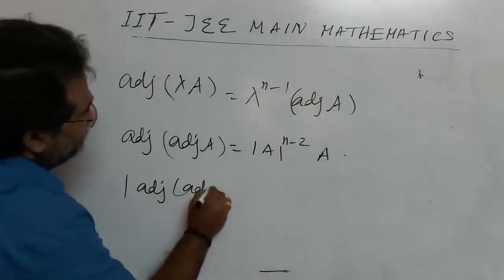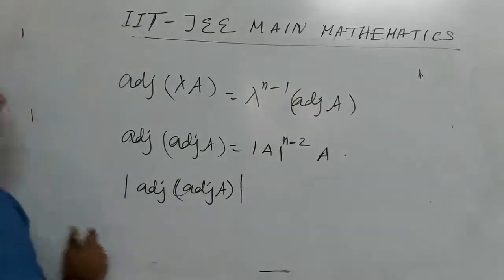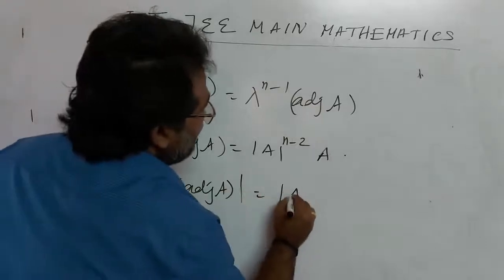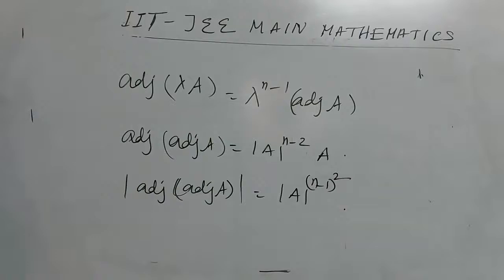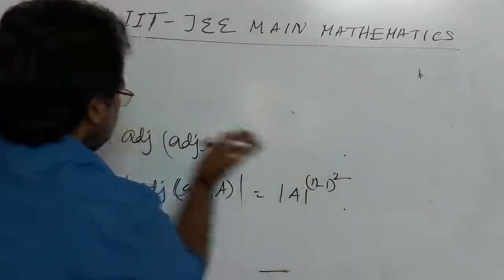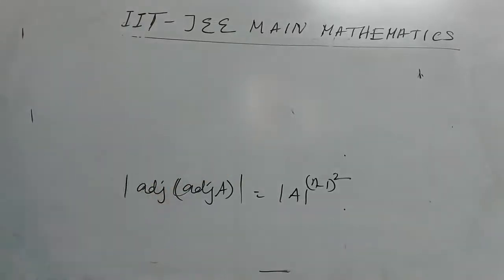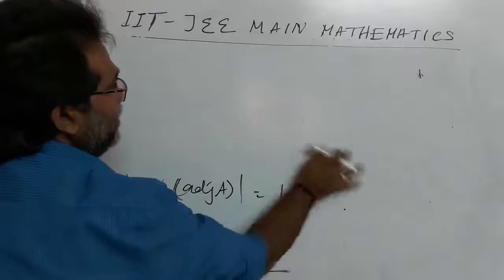Determinant of adjoint of adjoint of A. For this you have to take determinant. The answer is determinant A whole power n minus 1 the whole square. Very important result. Here adjoint exists 2 times, that is determinant A whole power n minus 1 whole square.